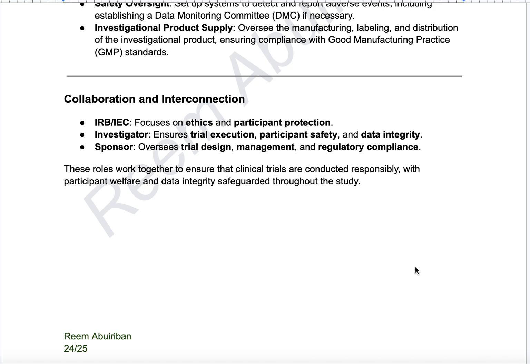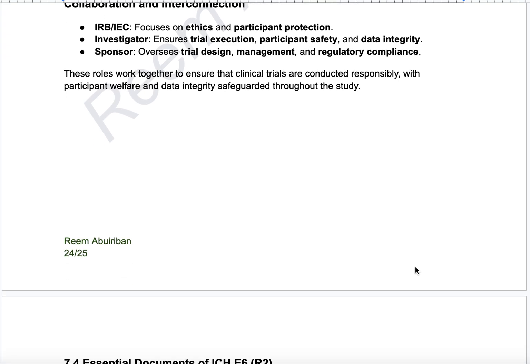Collaboration and interconnection. The IRB and IEC focus on ethics and participant protection. The investigator ensures trial execution, participant safety, and data integrity. The sponsor oversees trial design, management, and regulatory compliance. As a summary, we can say these roles work together to ensure clinical trials are conducted responsibly, with participant welfare and data integrity safeguarded throughout the study.